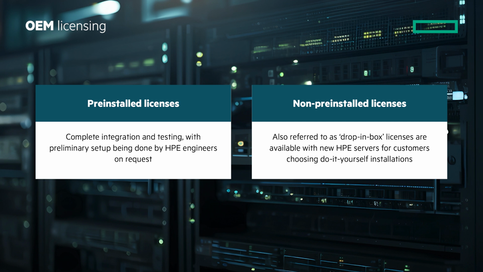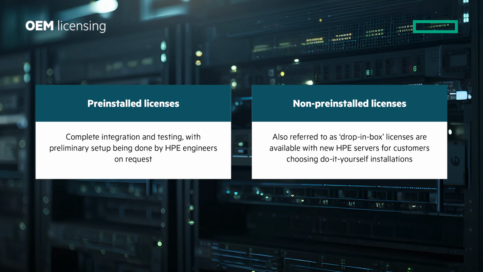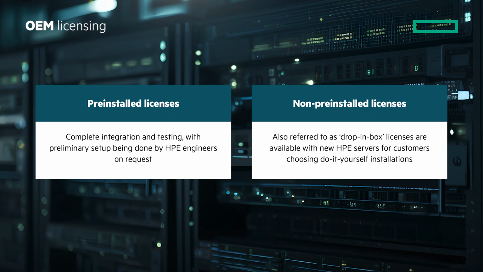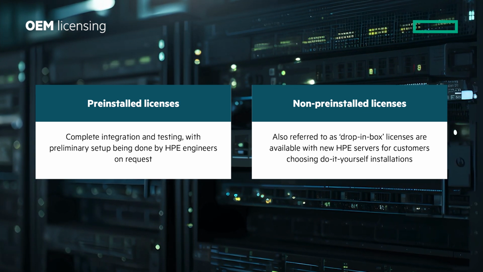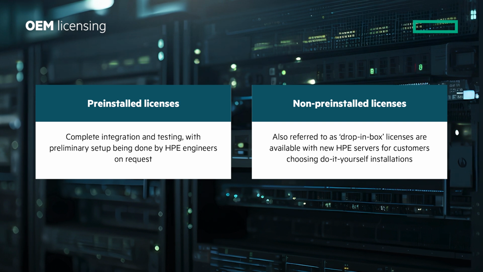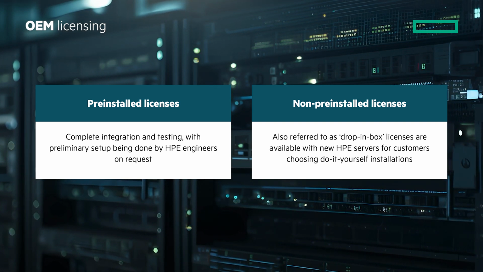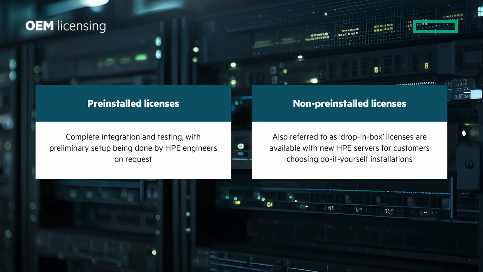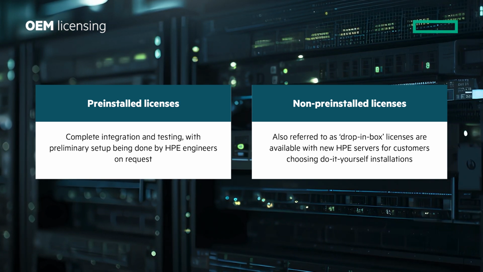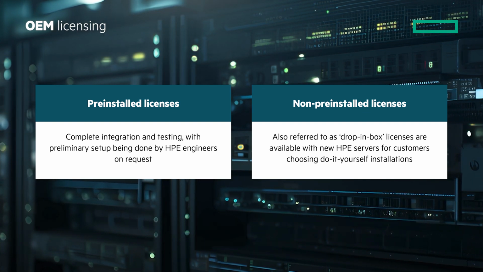Customers can choose between factory pre-installed and non-pre-installed licenses. The benefit of factory pre-installed licenses is that they come with complete integration and testing, with preliminary setup being done by HPE engineers on request. The non-pre-installed factory OEM licenses, also referred to as drop-in box licenses, are available with new HPE servers for customers choosing do-it-yourself installations.